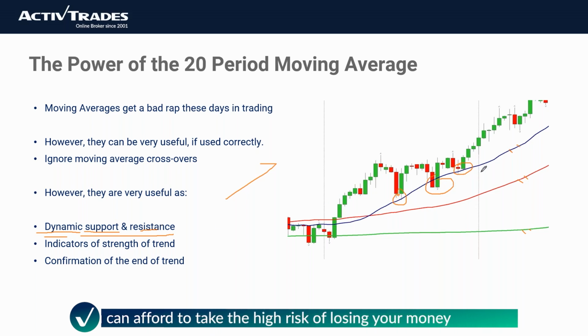I'm going to talk a bit about that today. It can also give us an indicator of the strength of the trend. When the moving averages are all coiled up here, as you can see, the 20, the 50, the 200 are all coiled up there, that in itself can tell you that there is no trend.